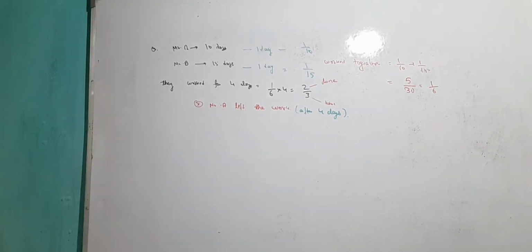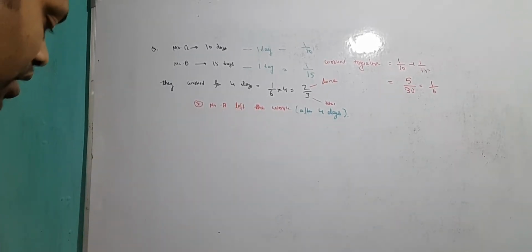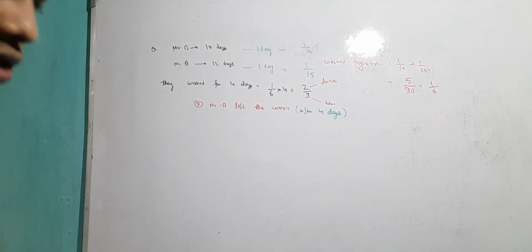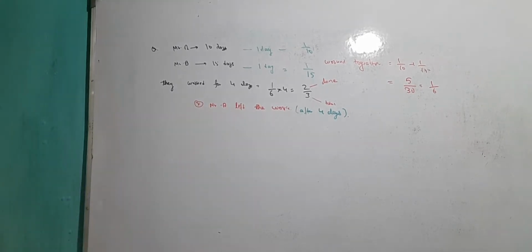How much is the remaining work? First we need to see what the total work is. That's what we did in the last example. So how much is the total work? Total work is 1, sir, as you already told me. So now first you see how much work is being left.